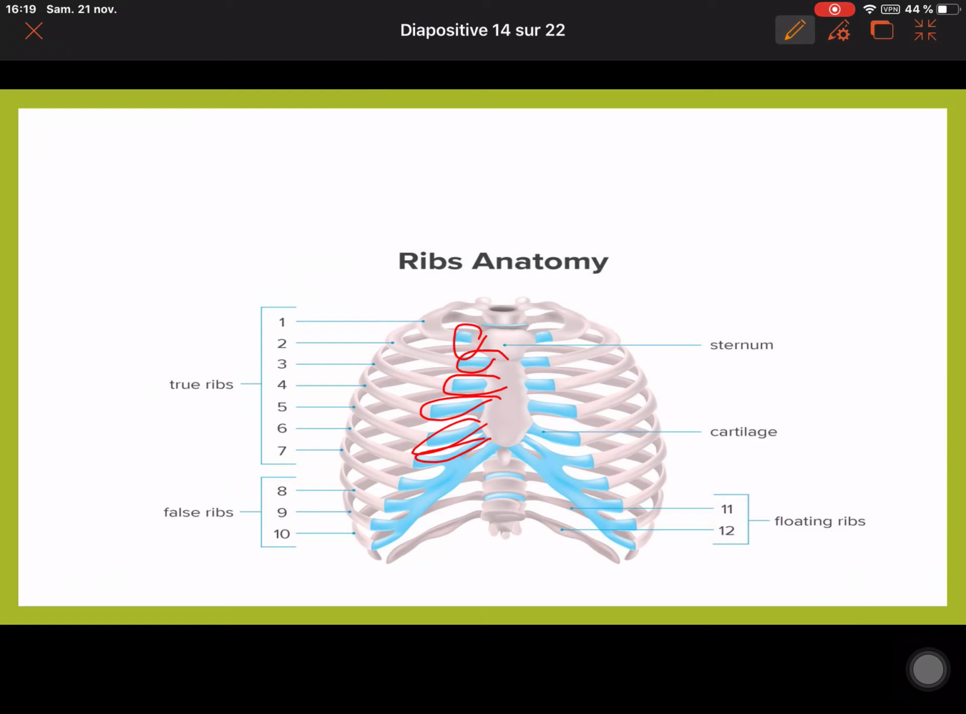False ribs from 8 to 10. The false ribs, for example, here the 8th, 9th, and 10th ribs all form one costal cartilage that attaches to the sternum. Okay, the same thing here. 8th, 9th, 10th ribs all attach, forming one costal cartilage that attaches to the sternum.